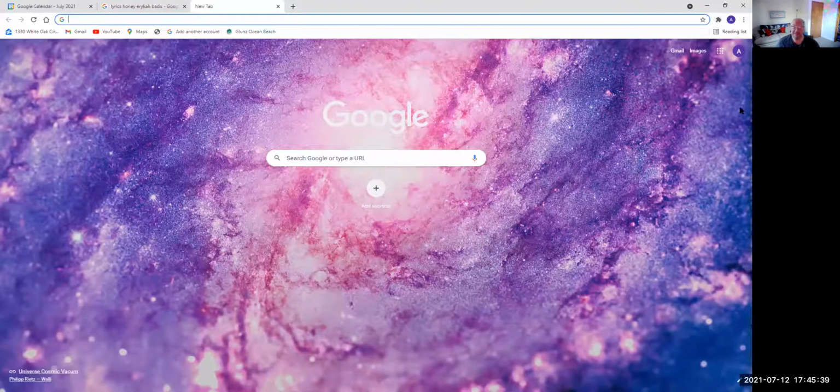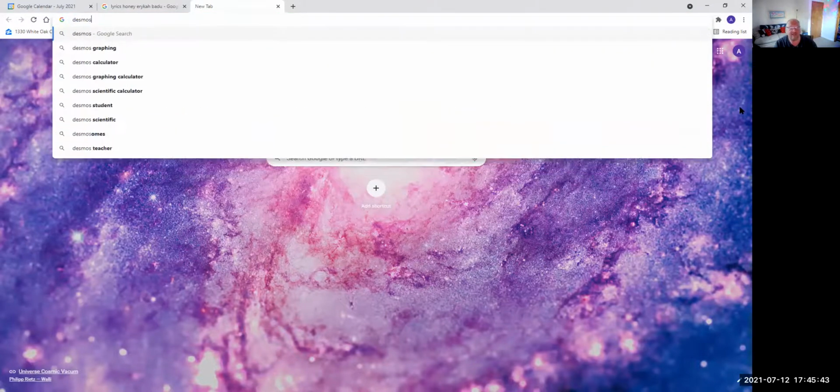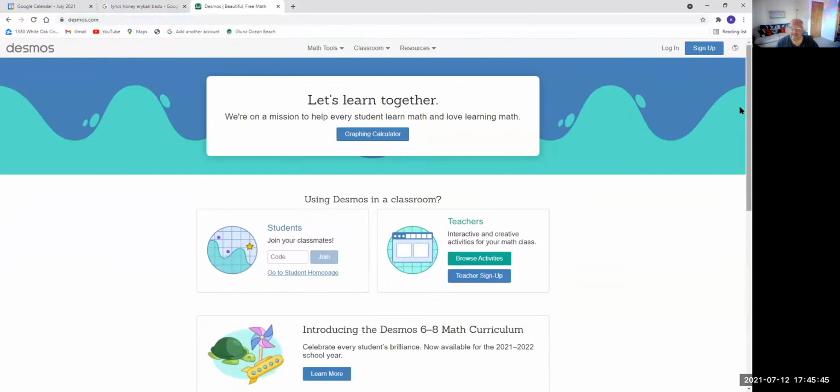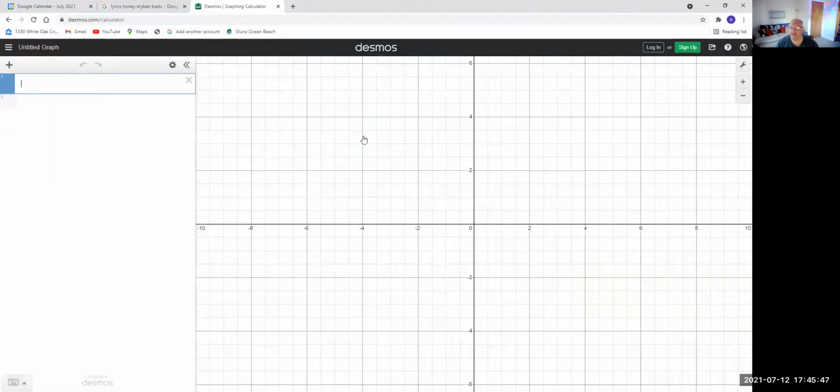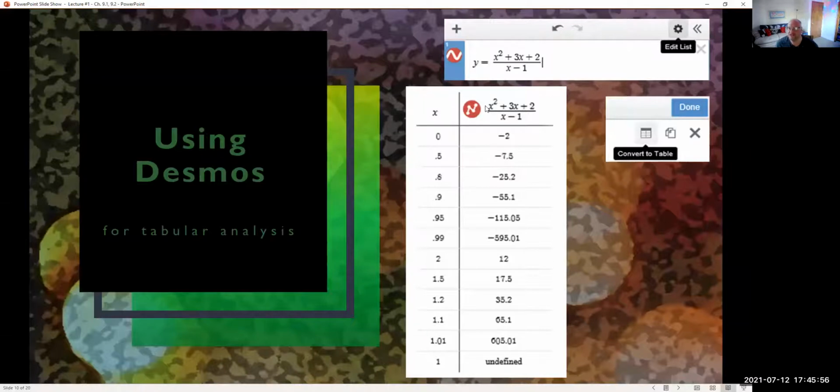Once again, when it's time to go to Desmos, you'll go to an open browser and just type in desmos.com right there. It's easy to get to. And you can click Graphing Calculator, and now you're in calculator land here. Let's put that function in. I'm going to look at the function one more time. The function was x squared plus 3x plus 2.